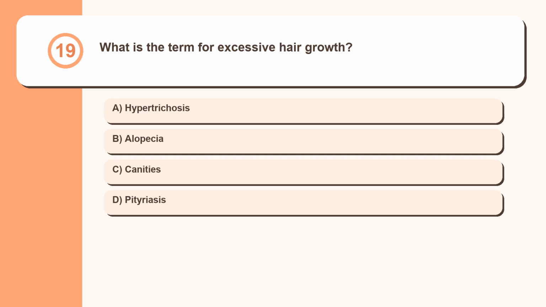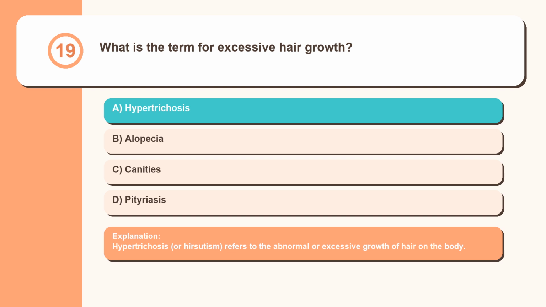Question 19. What is the term for excessive hair growth? Hypertrichosis, alopecia, canities, pityriasis. Hypertrichosis, or hirsutism, refers to the abnormal or excessive growth of hair on the body.